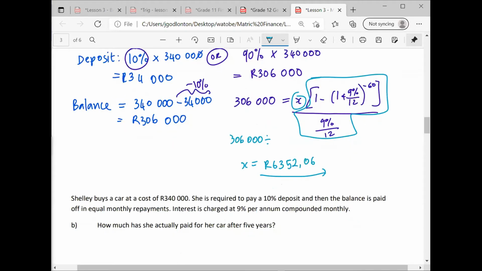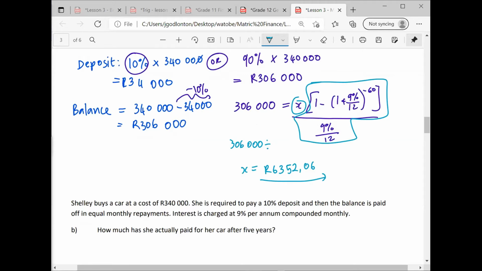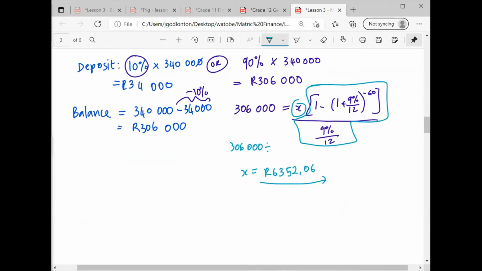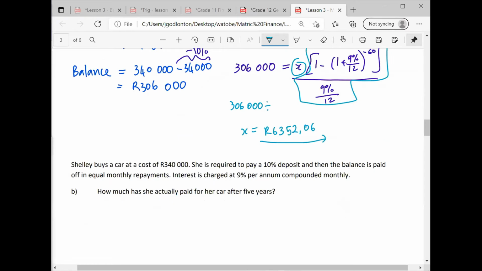Shelley buys a car at a cost of 340,000. She's required... what? This is exactly the same question. Oh no, sorry. I remember. I copied it for a reason. Okay. So the balance is paid off in equal repayments. So we have our X value over here, and we have our interest. Now my question is, how much has she actually paid for her car after the 5 years?